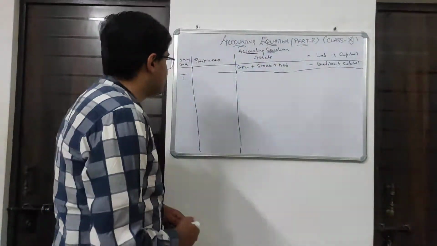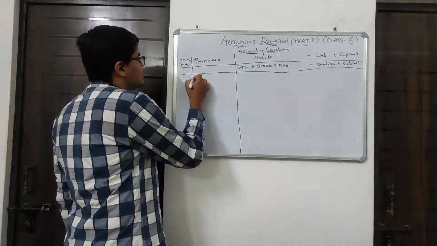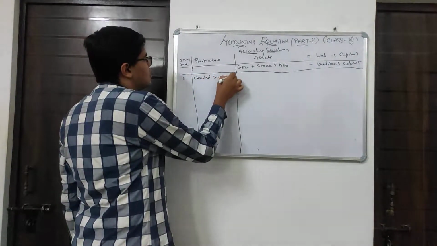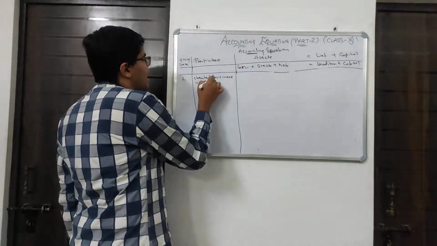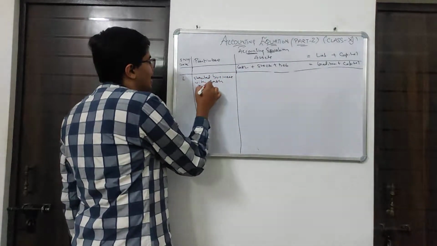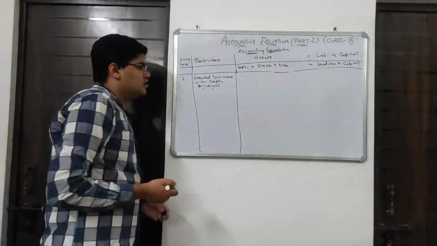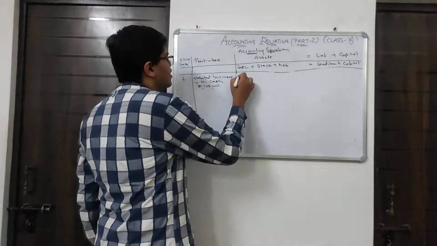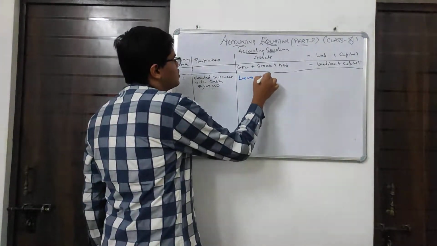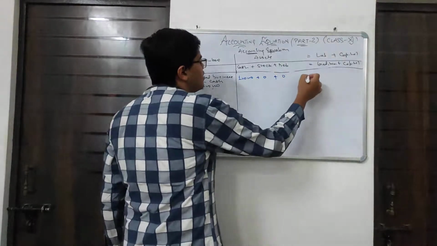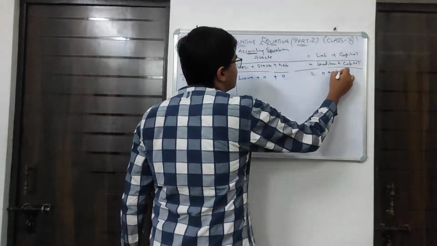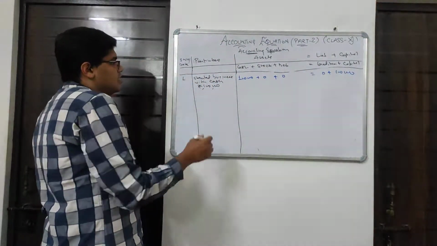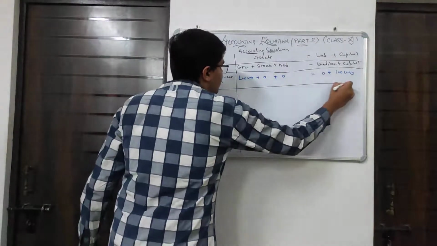So you have to write here the transaction, that is started business with cash rupees 1 lakh, as already discussed in the earlier question. So you have to do nothing, you have to increase your cash by 1 lakh, no change in stock, no change in debtor, no change in liability, your capital gets created by 1 lakh. So now you can frame an equation, and now it is balanced.